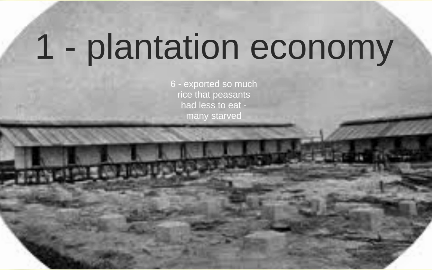Also, you can see the answer to number 6 here. Why did the Vietnamese resist French occupation? Because the French exported so much rice that peasants had less to eat. So unlike India, where the product they were producing, in this case, does help balance the diet, the British shipped so much of it out to the rest of the world, they didn't leave enough for native Vietnamese people to survive on.